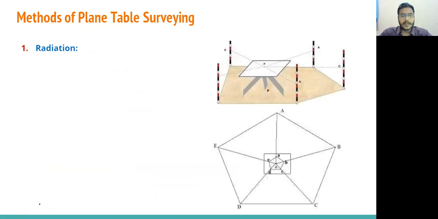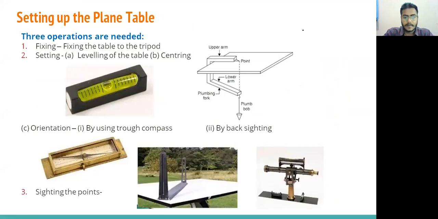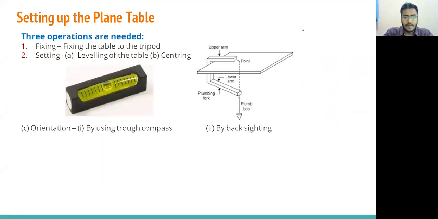Okay, now the methods of plane table surveying. The first one is radiation. I think I missed something, right? How can we do orientation? We can do it by back sighting, or by using the trough compass, which we have discussed. Back sighting we know, so what is back sighting?